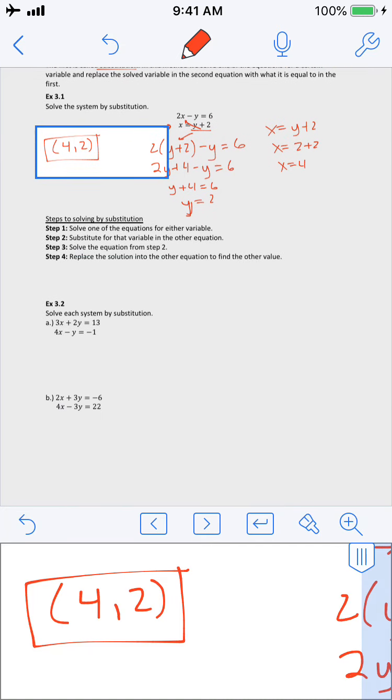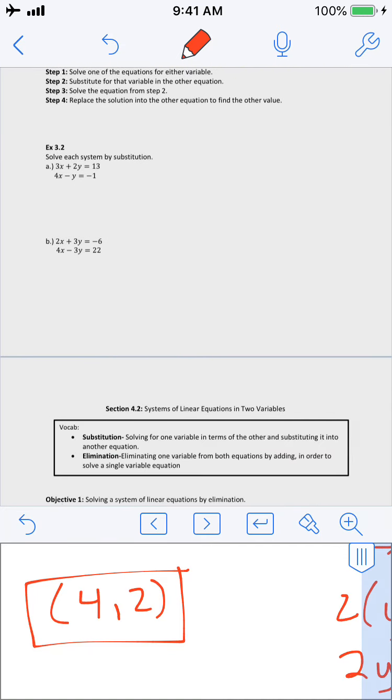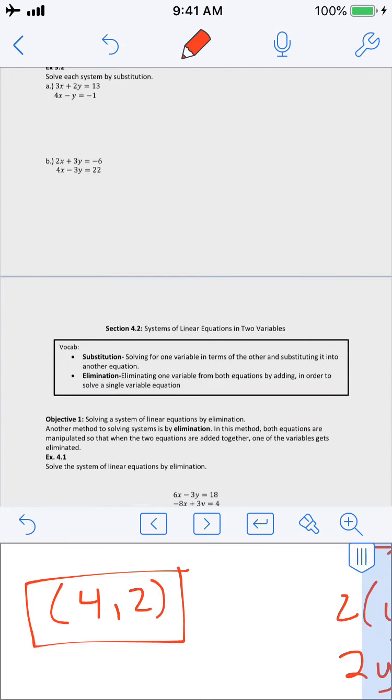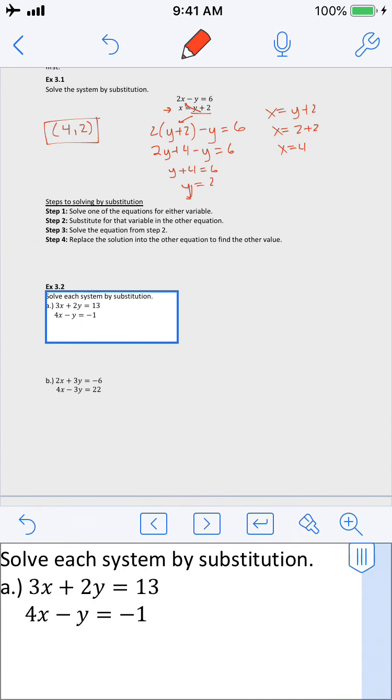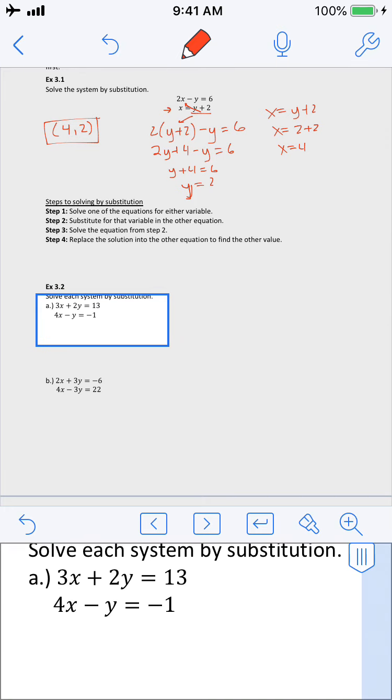Okay, so let's try it out again now with a couple more. And then in 4.2, we'll talk about our next one. Highly recommend you try these on your own before we do them together. I will give you a second to try and pause the video. Okay, so we're back now. Let's try this with substitution.